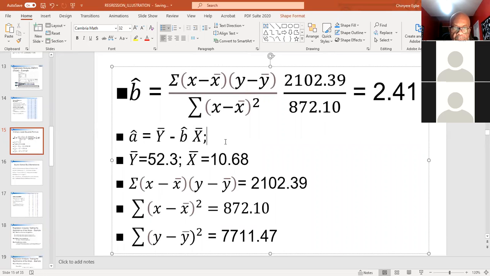What is A hat? Y bar is 52.3, and that's correct. 52.3 minus 2.41 times 10.68. And what did you say?